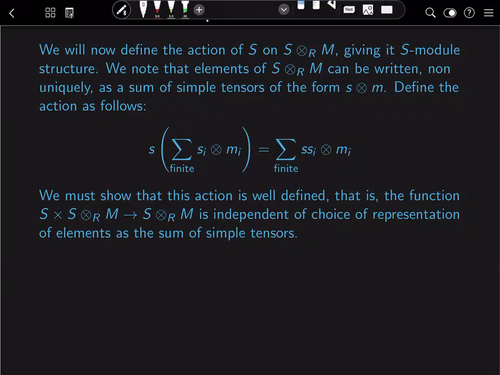So we're going to define the action as follows. We have S acting on some sum, which is just some element of our quotient, and the action acts on the first component, so the first component is multiplied by S. And we want to show that this action is well defined. This is where the relations that we quotiented out by are going to come in handy. We want to show that the function S cross S tensored with M mapping onto S tensored with M is independent of the choice of representation of elements as a sum of simple tensors.